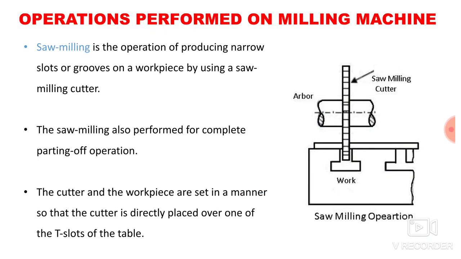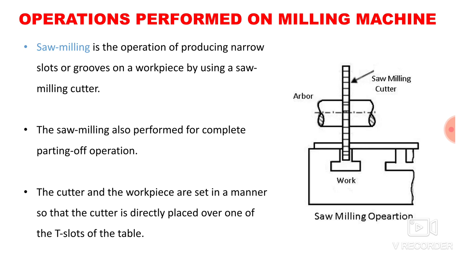So saw milling is the operation of producing narrow slots or grooves on the workpiece. So with saw milling you can produce a narrow slot over the workpiece, or you can break that workpiece into two pieces. But whenever you want to break the workpiece into two pieces, you have to place the cutter exactly over the T-slot which is provided in the table of the milling machine. Then only can it pass through the table of the machine and you can break the workpiece into two pieces. So this is known as the saw milling operation.